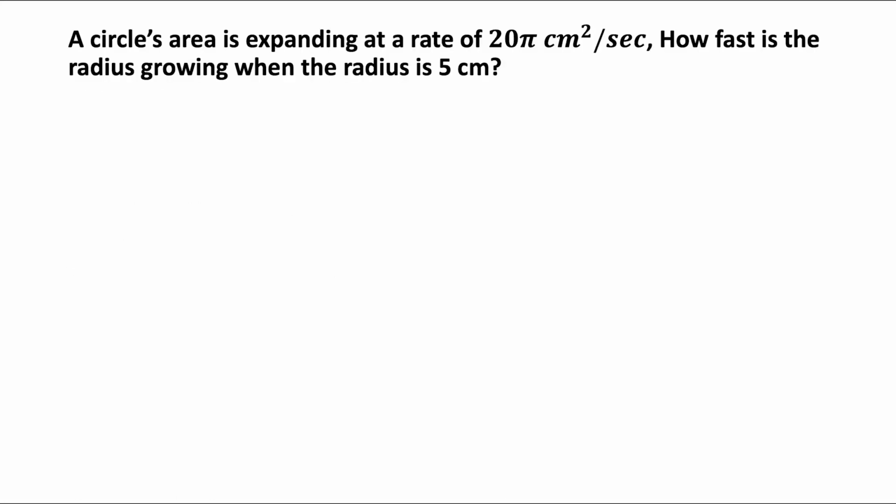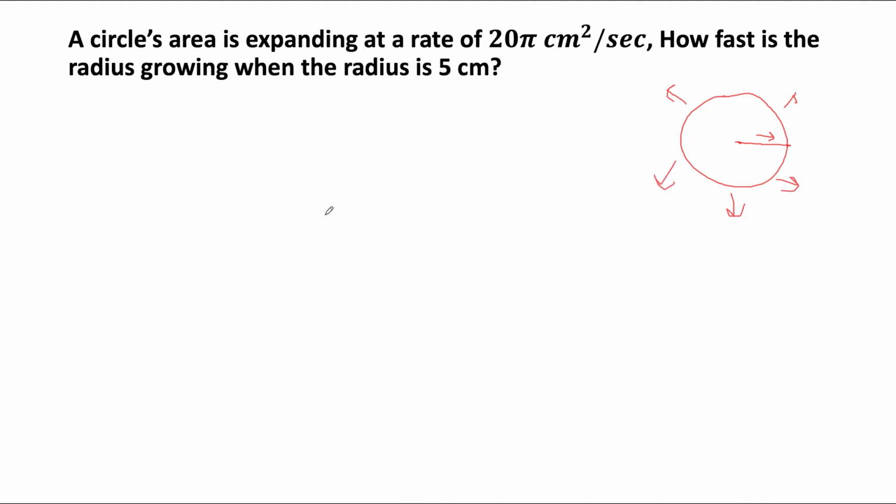So let's start with a pretty simple, pretty basic problem. Here we have a circle whose area is expanding at a rate of 20 pi centimeters squared per second. And I want to know how fast is the radius growing when the radius is 5 centimeters. So basically what we're doing is, if I can illustrate, here's a circle, and we want to be able to relate the rate at which its radius is growing to the rate at which its area is growing.